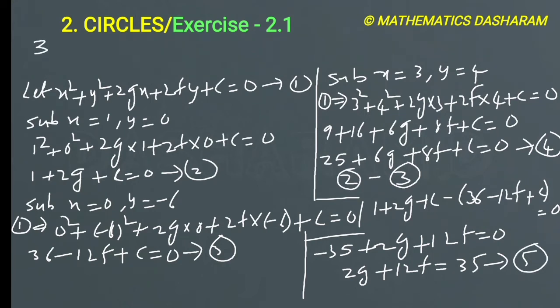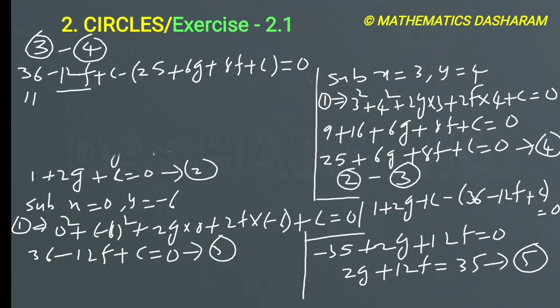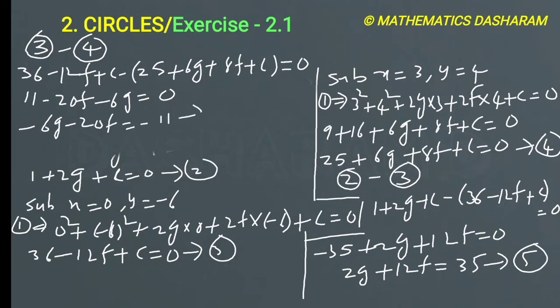So now equation 3 minus equation 4. So equation 3 is 36 minus 12f plus c minus bracket of equation 4 is 25 plus 6g plus 8f plus c equals to 0. Here 36 minus 25 is 11. Next to minus 12f, here minus 8f is minus 20f. Next to minus 6g, plus c minus c cancel, 0. First I am writing the g term, next to f term, and 11 transpose to another side, minus 11. So this is equation number 6.